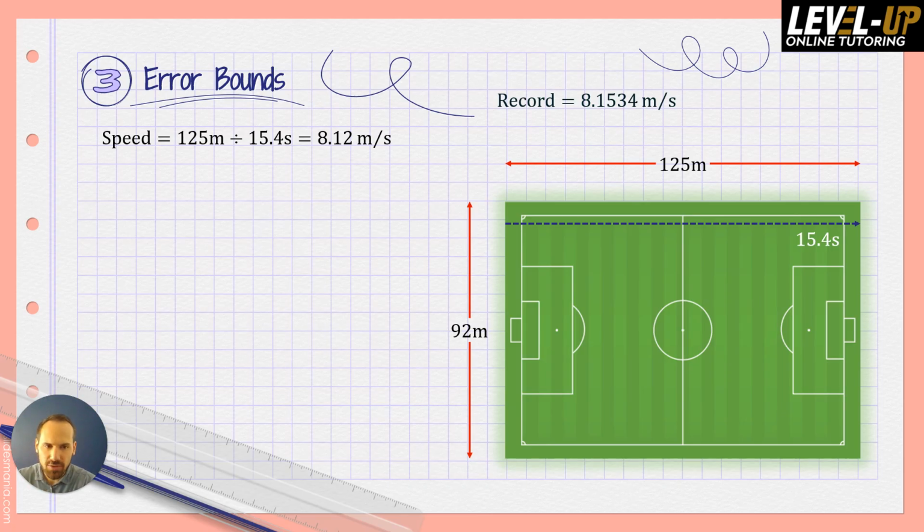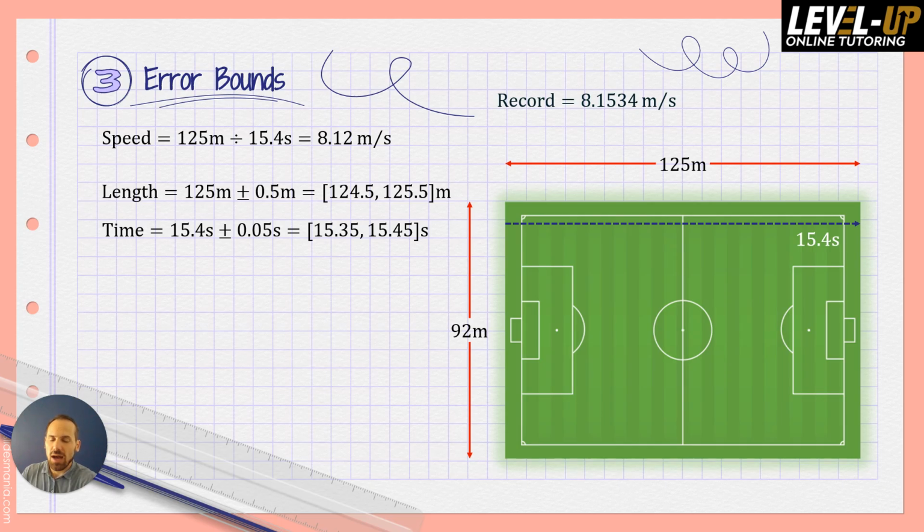Okay, and we want to work out, is there any possible chance that that is true? How could we work that out? Well, we could look again at the error bounds. We measured it and calculated it as 8.12. We know there's an error bound associated with that, so we've got to find out what that is. Again, the length, same as before, because it's rounded to the nearest meter, we've got this little error bound on the length.